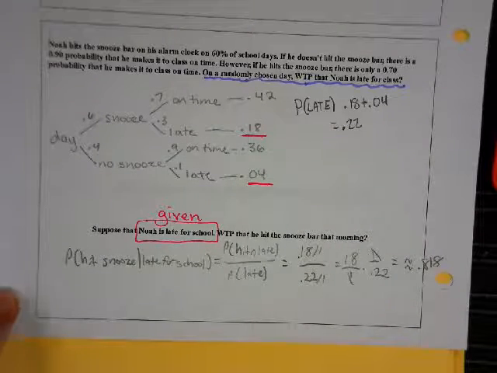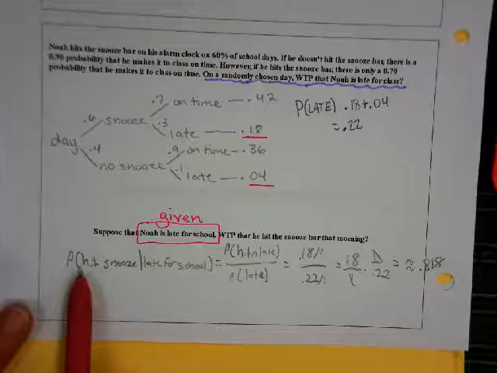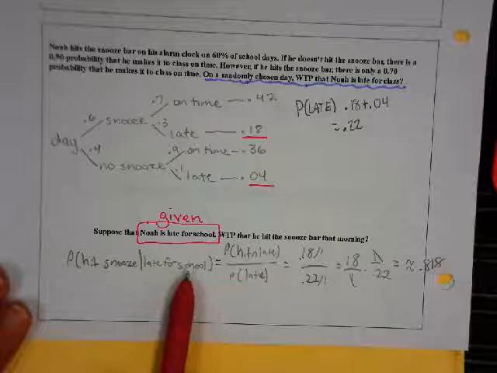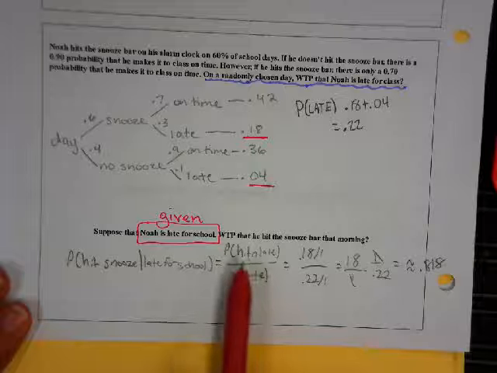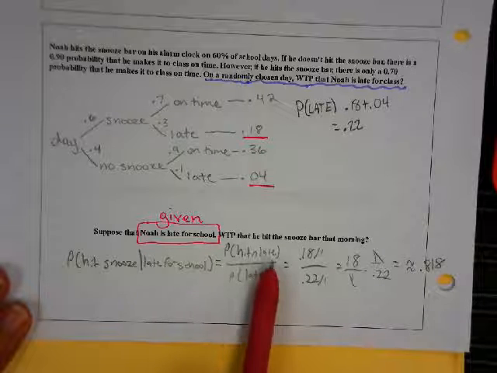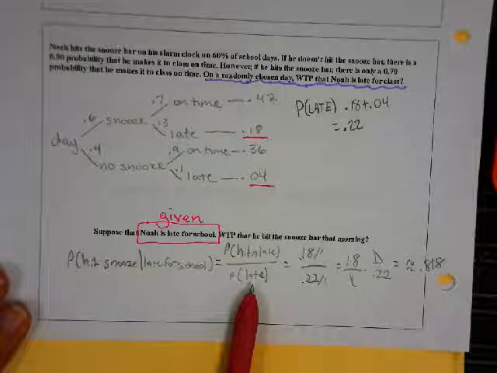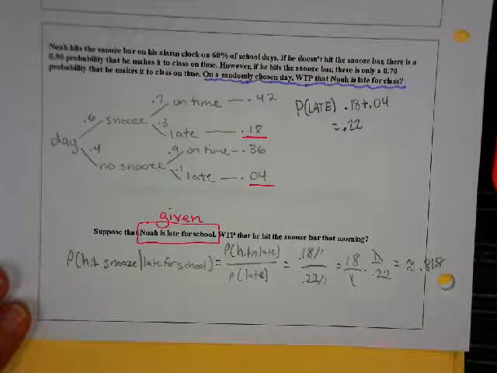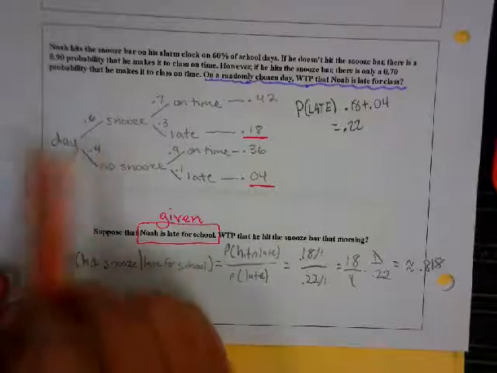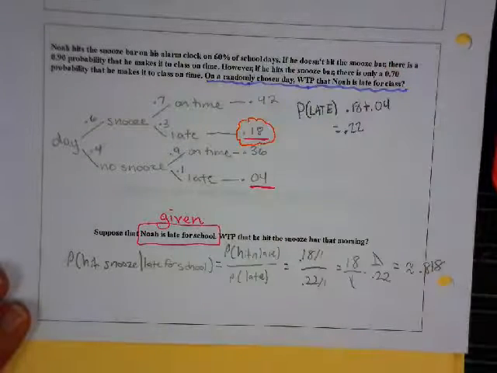So to find the probability for a conditional, you take the probability of him hitting snooze and being late and divide it by the probability he's late. So him hitting snooze and being late, we follow our tree diagram. Snooze and late is this one right here, 0.18. So she put 0.18 over 1.